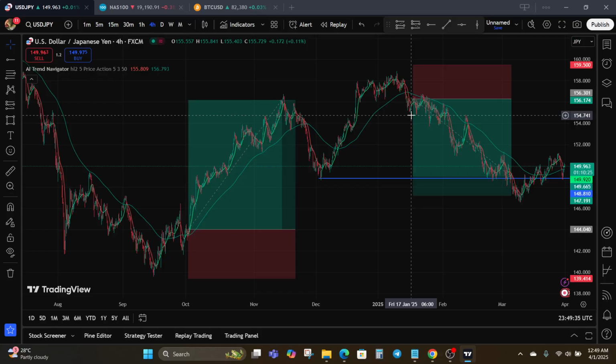So there you have it. The AI Trend Navigator is an effective TradingView indicator that you can try out if you are looking to improve your trend analysis. Now, this indicator does not guarantee profit, but it can be a valuable addition to your trading toolkit.